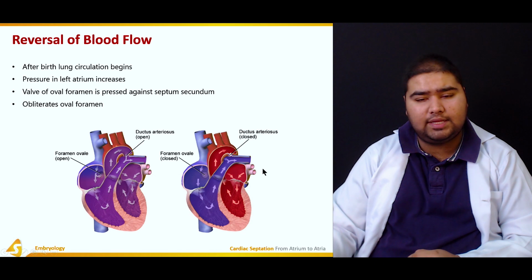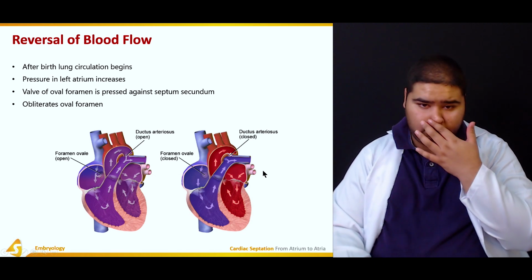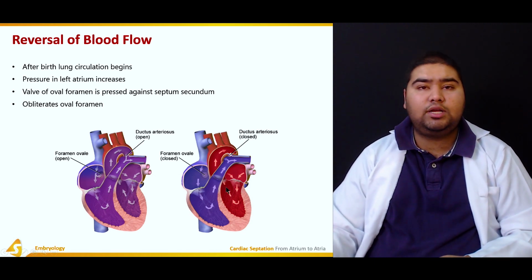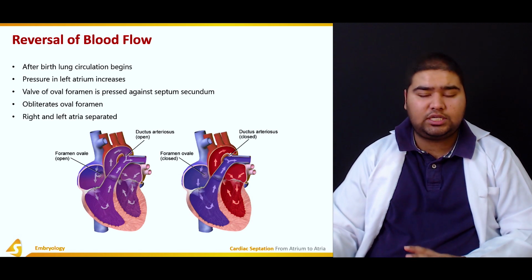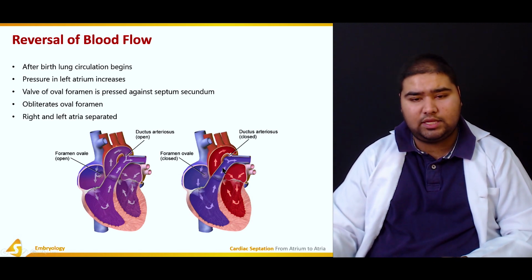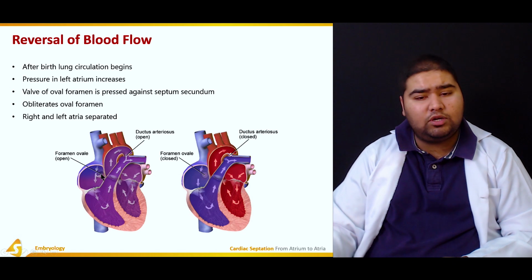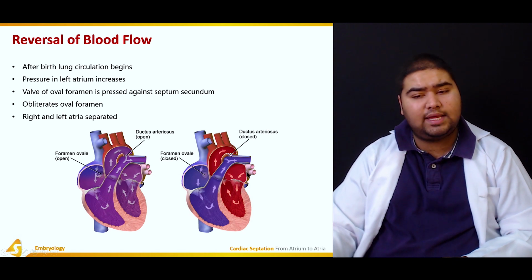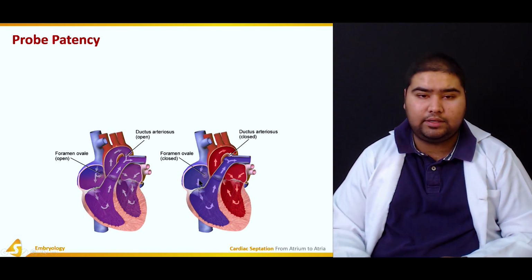This oval foramen is now closed. So the right and left atria are now completely separated with no shunting of blood in between. Here you can see there is no shunting of blood. Here there was shunting of blood. However, in this case there is no shunting of blood.